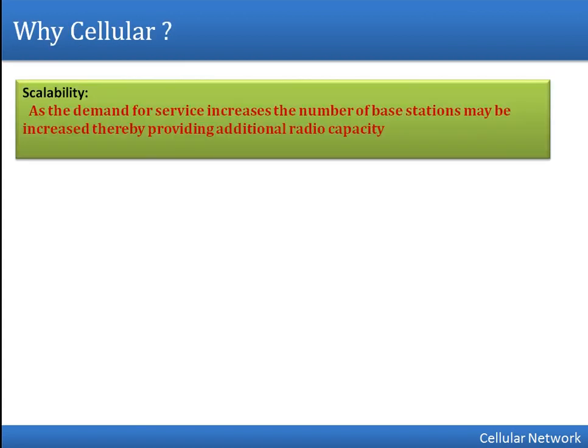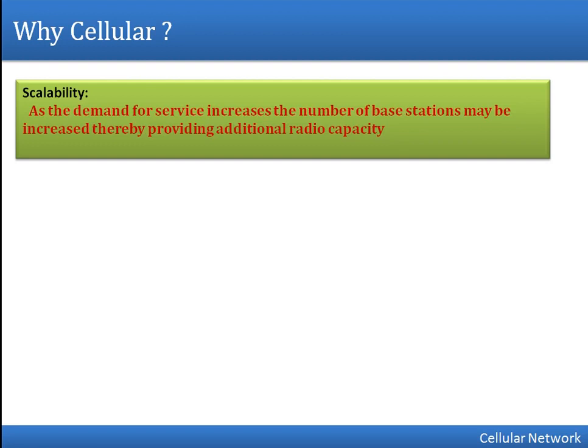Now why cellular? There is an advantage of cellular network: if there is an increment in demand, like if the number of users increases, traffic will also increase. To resolve this problem, more base stations can be installed without buying extra frequency. So how is this possible? There is the concept of frequency reuse.